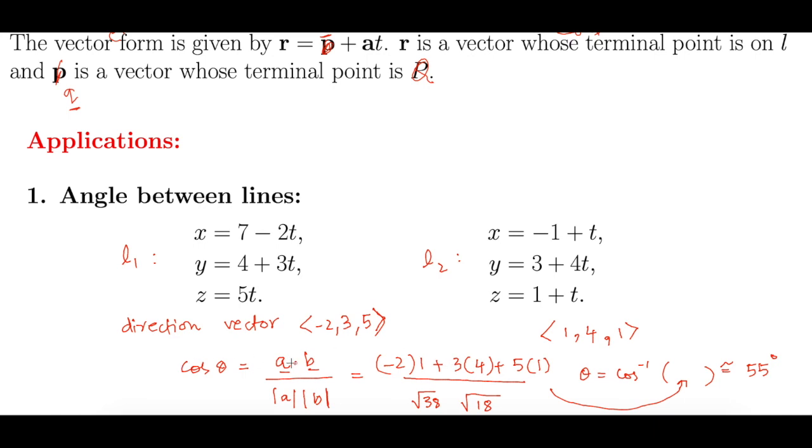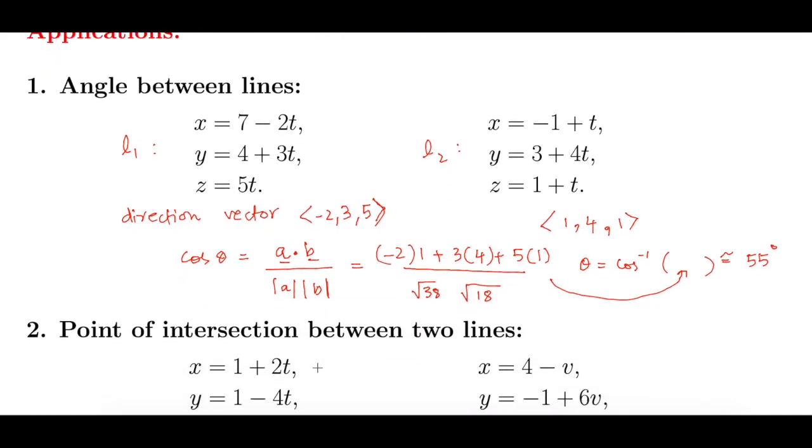The important part is that if you have two lines here, we find the direction vectors from the coefficient of t, and using the dot product formula, we can find the angle between those two vectors. Okay, so let's go to the next example.